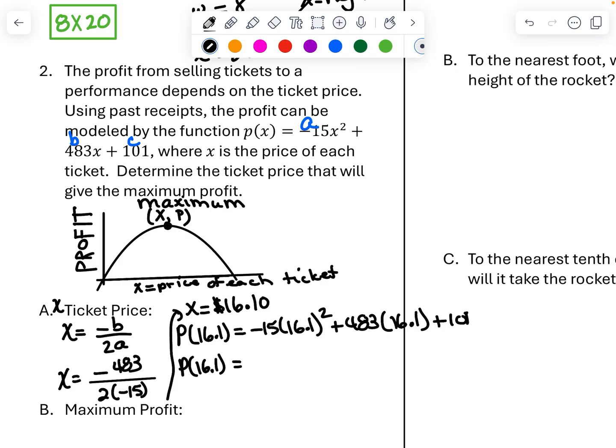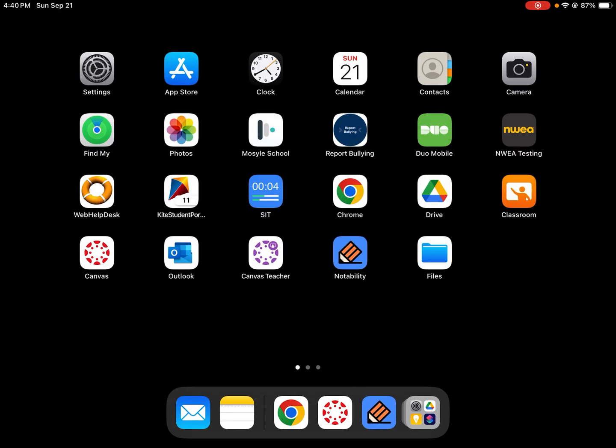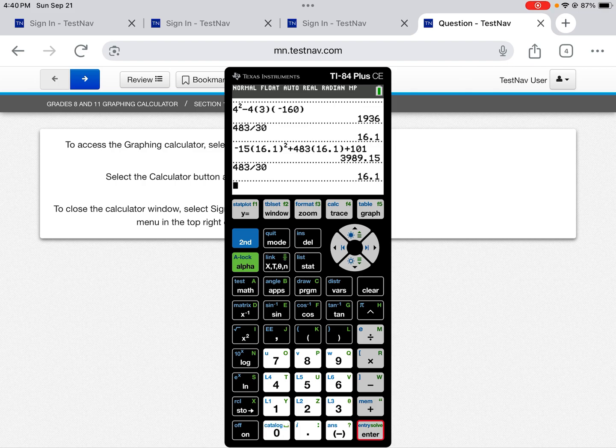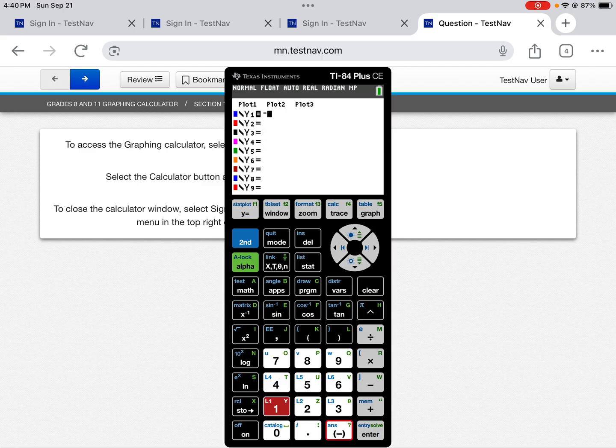So negative 483 divided by 2 times negative 15. 483 divided by 30 is 16.10. That is correct. The other thing we can do is go to y equals. We can say negative 15x squared plus 483x plus 101. And we can ask the table for 16.1.